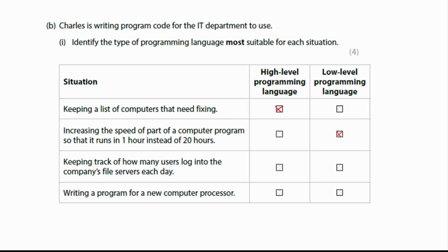Keeping track of how many users log into the company's file servers each day. This is again a relatively simple programming task if you do it in a high-level language. A low-level language doesn't really have structures designed for things like this necessarily. Writing a program for a new computer processor needs to be done really with a low-level language, because you're dealing directly with the hardware. There's little translation that gets done. So again, that should be really easy, 4 marks.